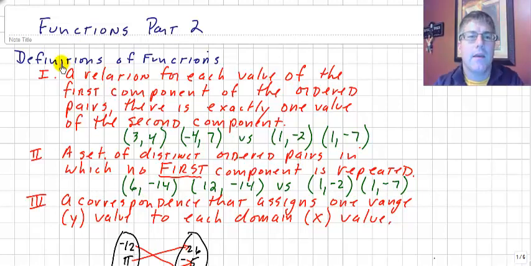Welcome back. Today we're going to talk a little bit more about functions. We're going to redefine functions. We'll do a little bit more mapping with functions. We'll talk about domain and range and determining whether an equation or an inequality or a fraction is a function, and we will also determine the domain and the range of that. And then we'll also talk about function notation.